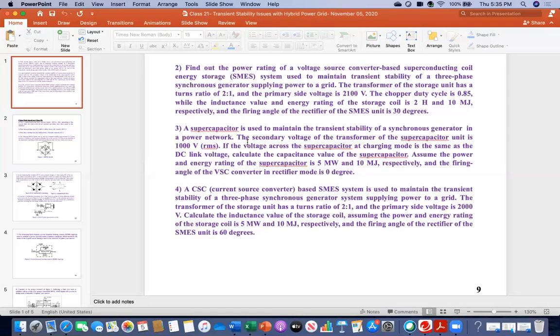But then for supercapacitor, the energy storage equation is E equal to half CV square. That is the difference. In case of coil, it is half Li square, and in case of capacitor, it is half CV square. So now, based on that, can you do this one, number 3? Therefore, you look at a diagram similar to that of the SMES, and the question is what should be the capacitor value? That is the question.